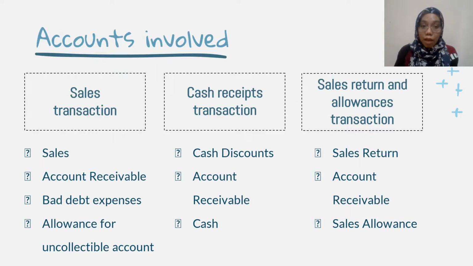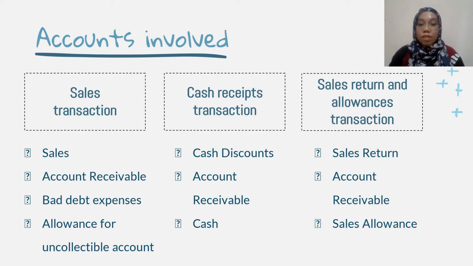As for accounts that are involved in this cycle, we have 3 main elements, which are sales transaction, cash receipt transaction, and sales return and allowances transaction. For sales transaction, the accounts involved are sales, account receivable, bad debt expenses, allowance for uncollectible account, or known as allowance for doubtful debt.